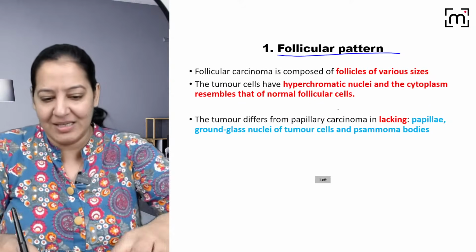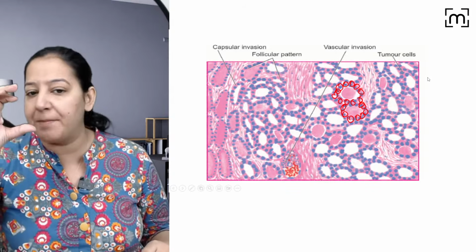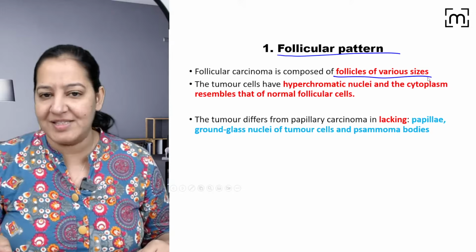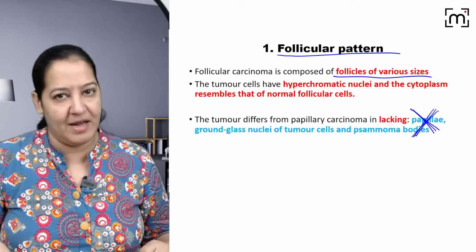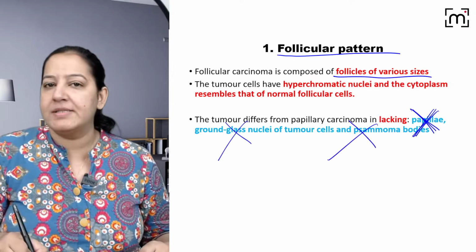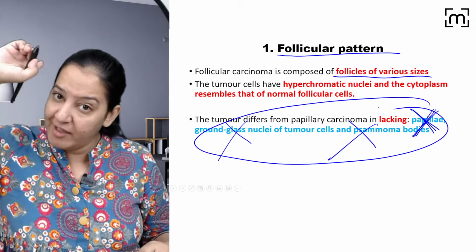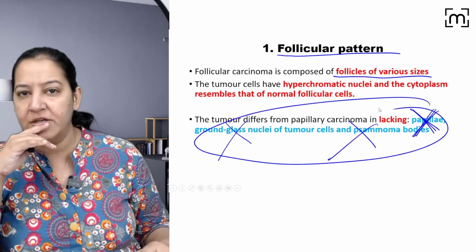So say the pattern is follicular of various size. Some follicles are small, some are medium, some are large. The follicles lack papilla. No papilla, number 1. No ground glass nuclei. No Psammoma bodies. All these things were peculiar of papillary carcinoma. They are absent in follicular carcinoma. You got my point?